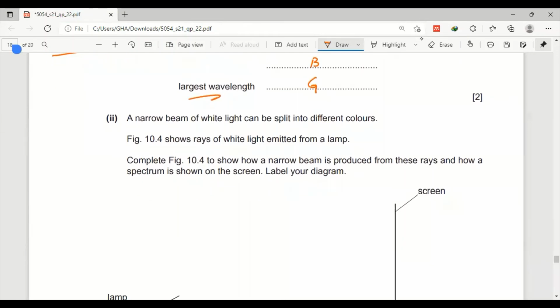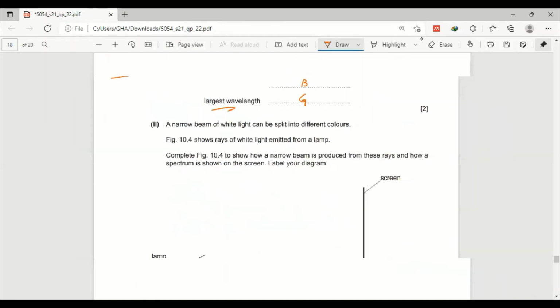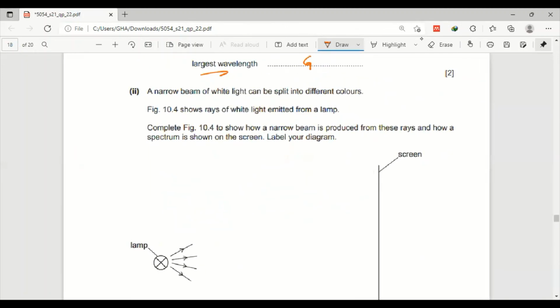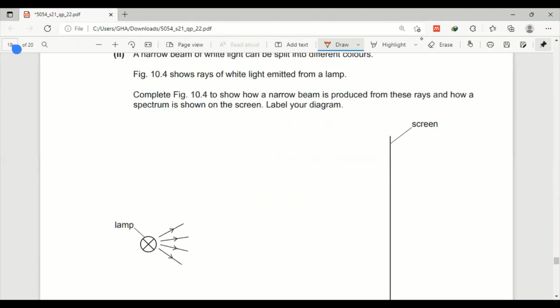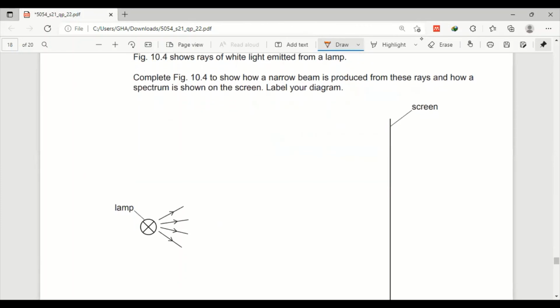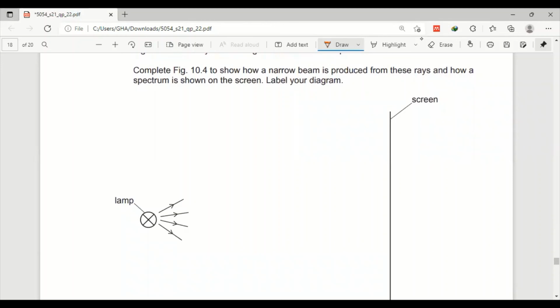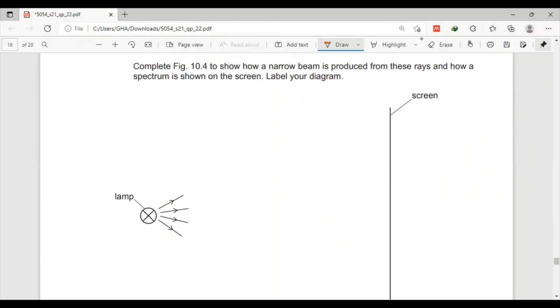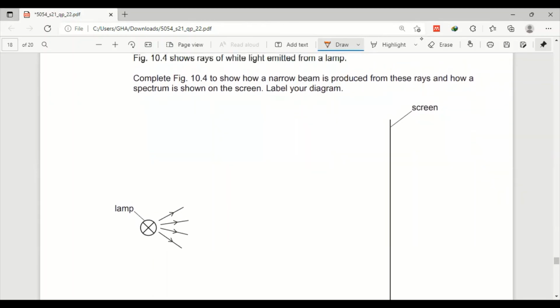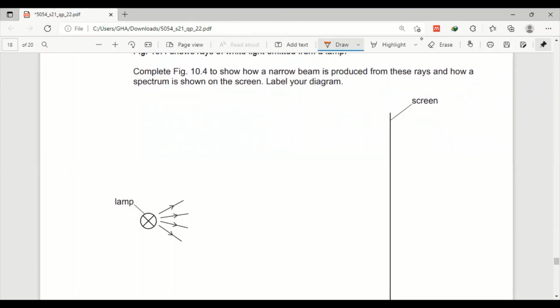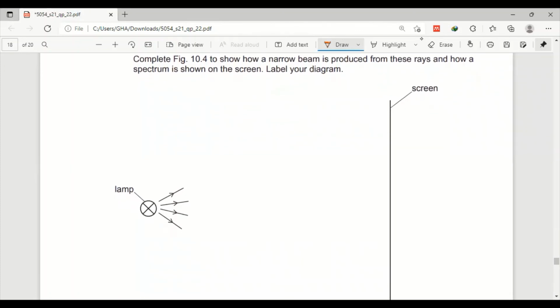Next, a narrow beam of the white light can be split into the different colors. This figure shows the ray of the white light emitted from the lamp. Complete the figure to show how the narrow beam is produced from these rays and how the spectrum is shown on the screen. Label your diagram.